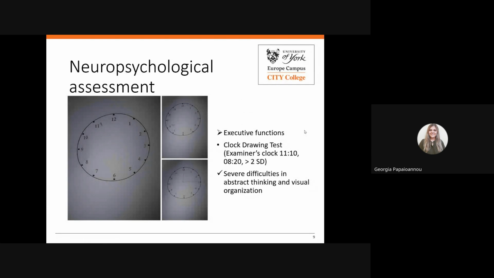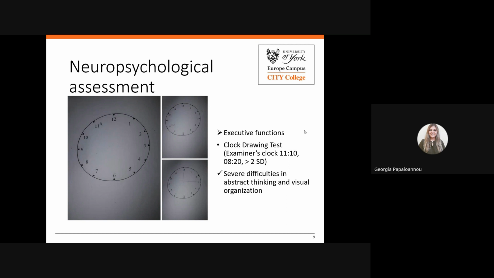For the executive functions part, we've continued with the clock drawing test, the examiner's condition, in which we give the patient the contour and the numbers inside the clock, and the only thing they have to do is add the hands to indicate the hour of 10 minutes past 11, 20 minutes past 8, and 3 o'clock. 3 o'clock is the easiest of these conditions.